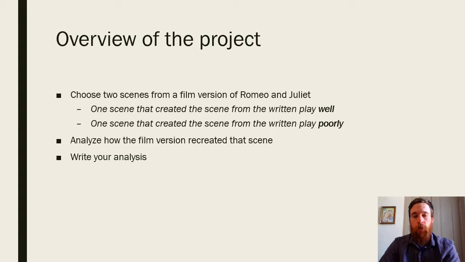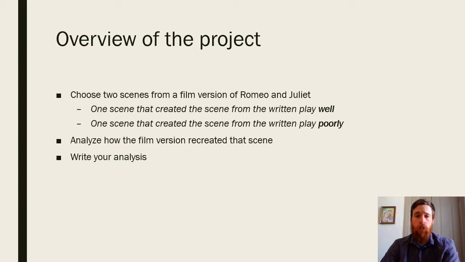What you're going to do is choose two scenes from a film version of Romeo and Juliet. We've watched a couple different film versions in class. We've watched the 1968 and the 1996, but there are a bunch more film options. I'll talk about those in a second. You're going to choose one scene from the play that you think was remade into a movie scene well, so they did a good job of representing what you thought was going on in the play, and then one scene that you thought was recreated poorly.